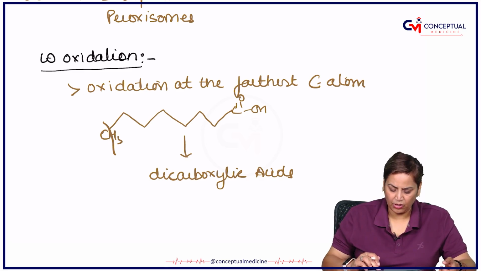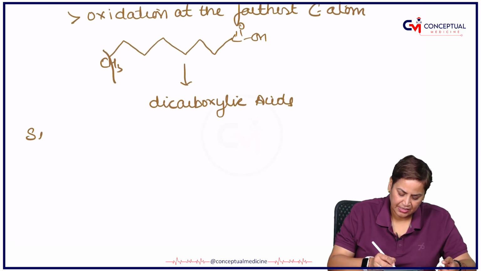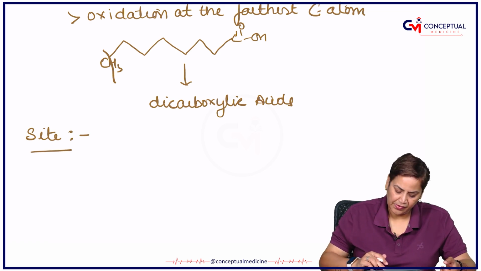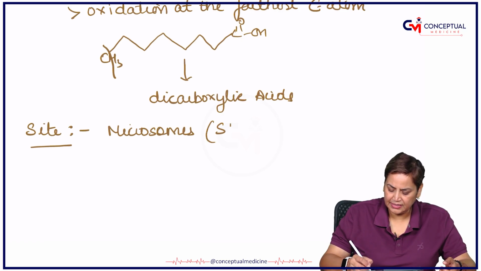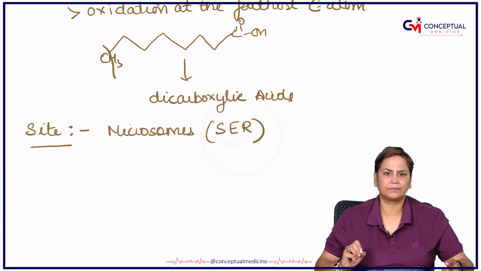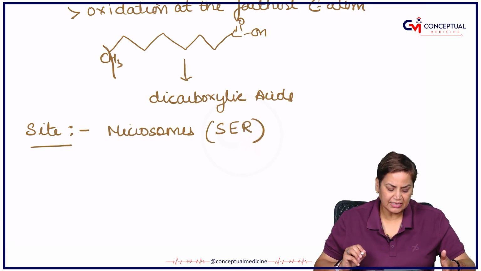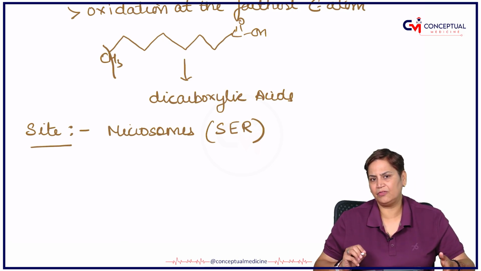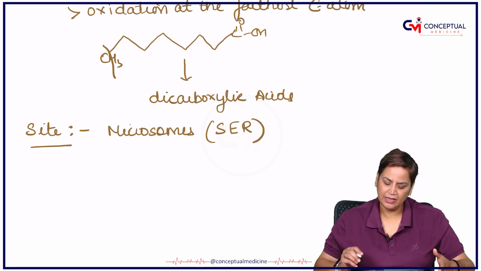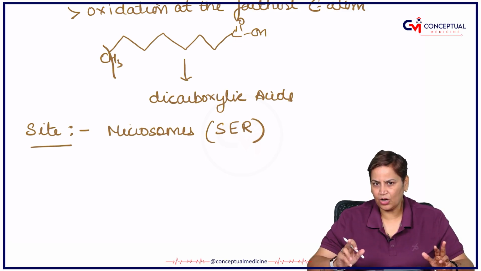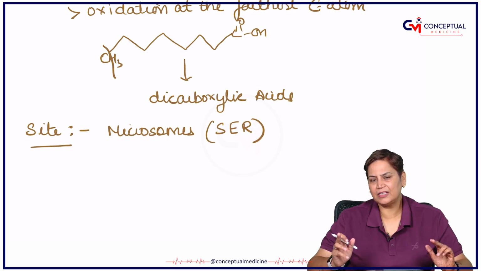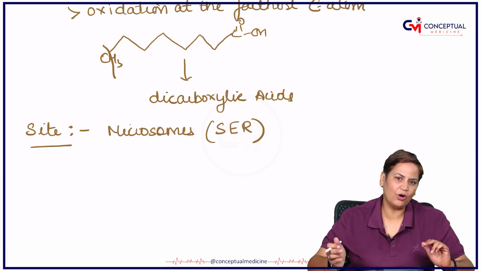Right. And if we talk about the site of omega oxidation, the site of omega oxidation is microsomes, SER. Okay. So these are the alternative pathways of oxidation of fatty acids. So major pathway we can say is beta oxidation. The minor pathways are alpha oxidation and omega oxidation.